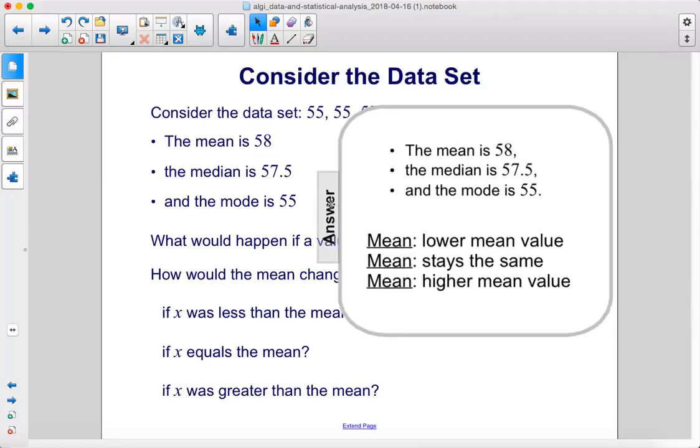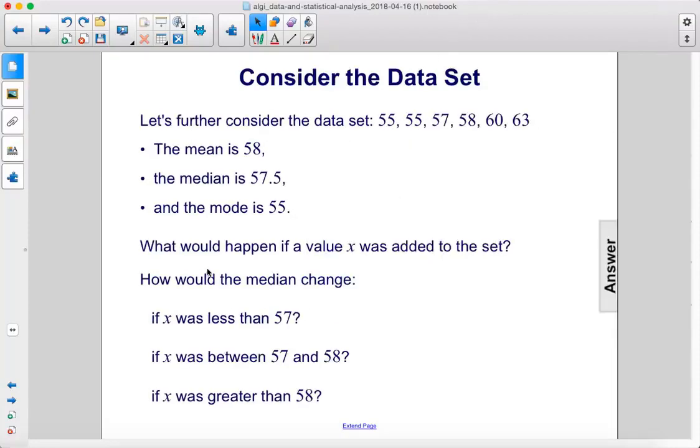Let's further consider the data set. 55, 55, 57, 58, 60, 63. The mean is 58, the median is 57.5, and the mode is 55. What would happen if a value x was added to the set? How would the median change if x is less than 57?